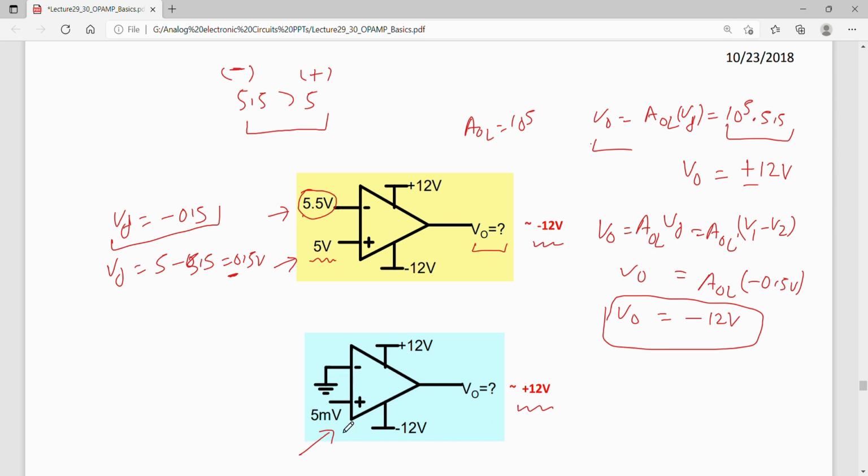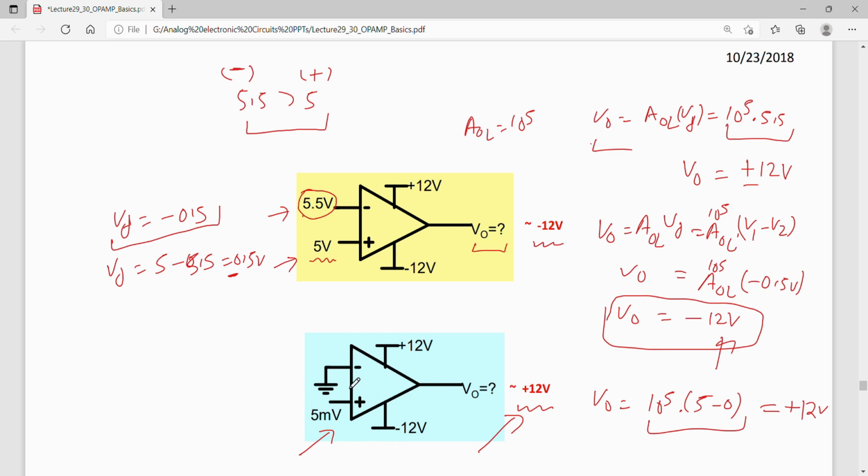In this case the difference will be 5 minus 0, that is plus 5. If AOL is 10 to the power 5, the output cannot be 10 to the power 5 times that, the gain cannot be 10 to the power 5. So it will be clipped to minus 12 volts in one case, and in this case it will be clipped to plus 12 volts. V0 is again 10 to the power 5 multiplied by 5 minus 0. It cannot be this much, but since this itself is positive, the output will also be positive and it will be saturated or clipped to plus 12, that is the power supply.